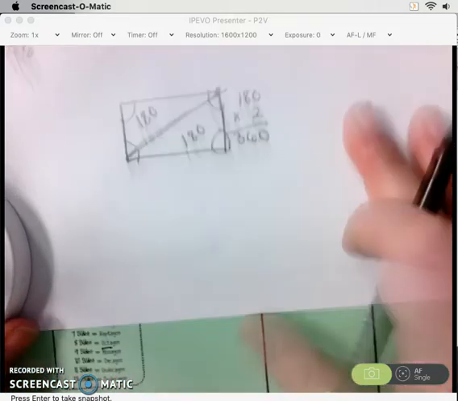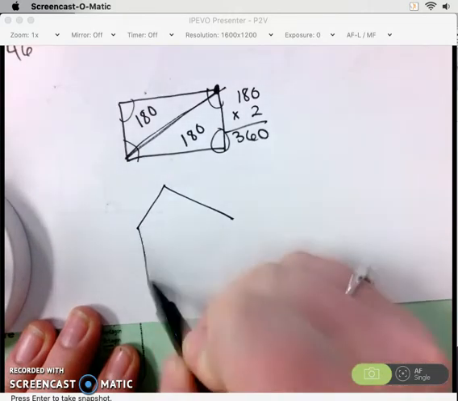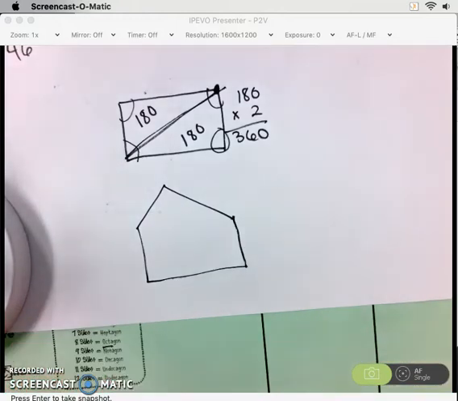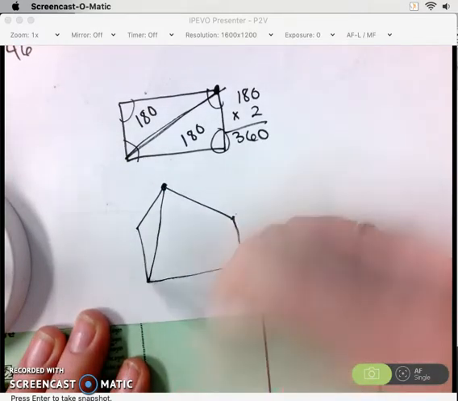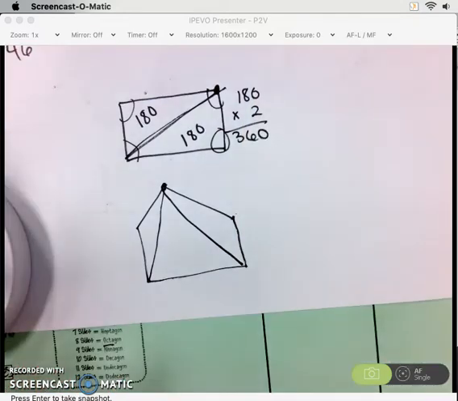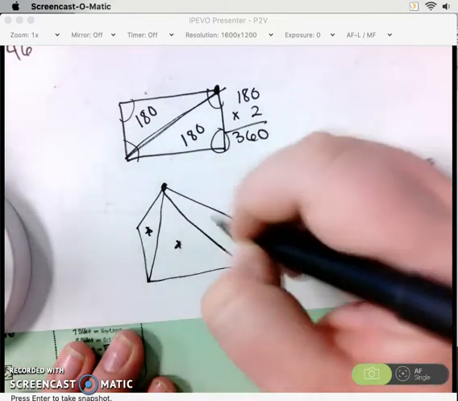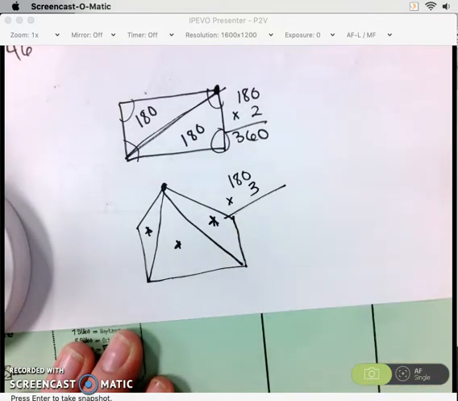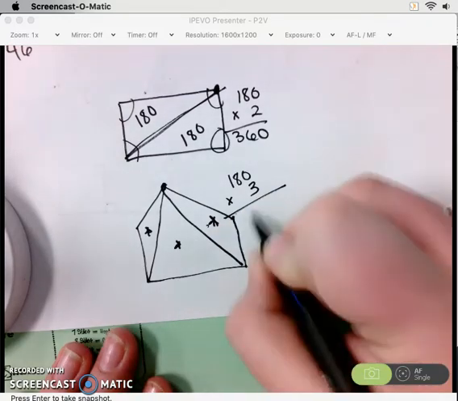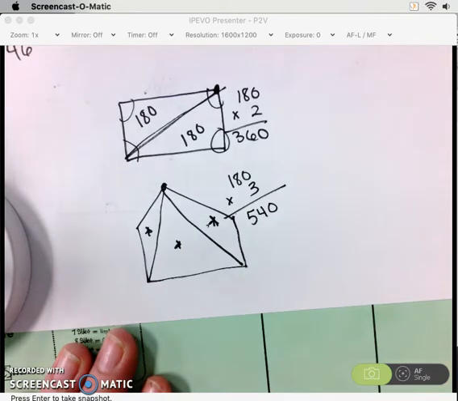So if I have a pentagon, that's 5 sides. Take one vertex. If I start here and connect to the other vertices besides the ones right next to it, it would be here and here. How many triangles do I make? 1, 2, 3. So I would do 180 times 3, because each of those triangles includes 180 degrees. So this would be 540. So with me?